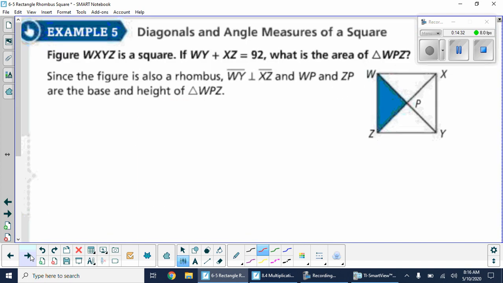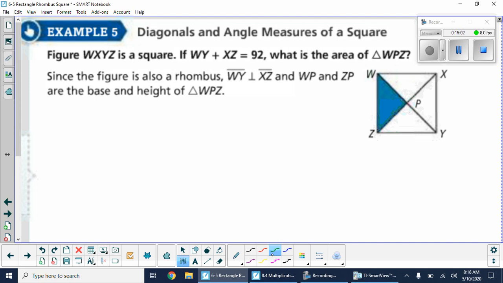Okay, almost finished here. So this last one, we're going to talk about a square. Now, a square is pretty much a combination of a rectangle and a rhombus. Everything that's true about a rhombus is true about a square. Everything that's true about a rectangle is true about a square. So the diagonals are equal. All the sides are equal. There's right angles in the middle. There's right angles on the outside. All those things are true in a square.